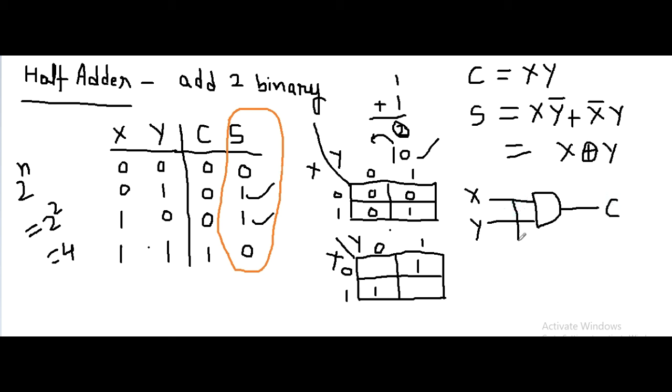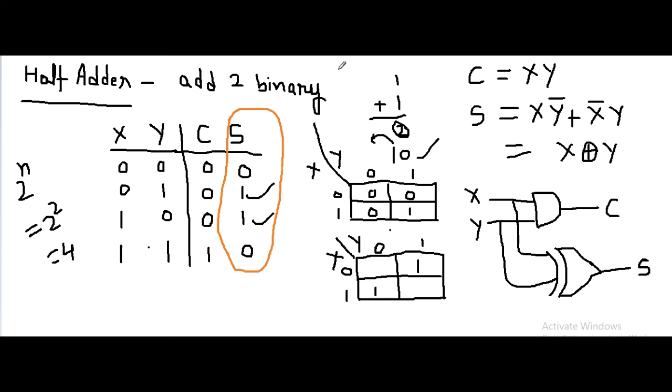And again for X and Y, we will use the XOR gate. Because you know the symbol of the XOR gate, that is the symbol, and so that is your S. So this is your half adder, which adds two binary bits.